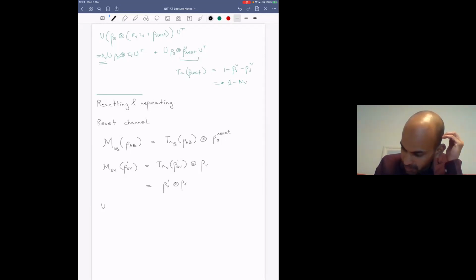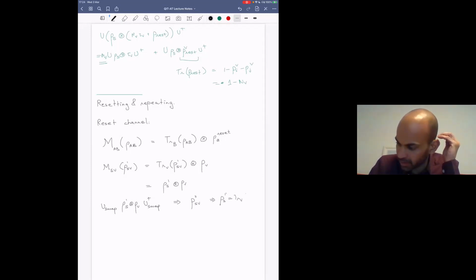And so now we do the swap unitary on this, rho S prime tensor rho V, U swap dagger. We get a new state, which we can call rho SV double prime. And then that gives us a rho S double prime, which is the trace over V of rho SV double prime. And so now the question is, what is rho S double prime?